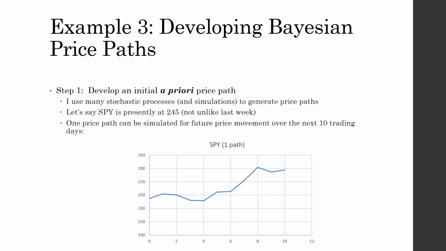All right, let's do one more example here, because I talk about price paths all the time in my daily thoughts. So I'm going to develop a few Bayesian price paths. So let's start. Here we go. We're going to develop an a priori price path. Now, I use lots of different stochastic processes. There's things like Brownian motion, geometric Brownian motion, jump diffusion, all these different things. There's even more complicated ones that don't have closed form results, so you can use simulations for it. So generally, I'm creating a simulation of a prospective price path.